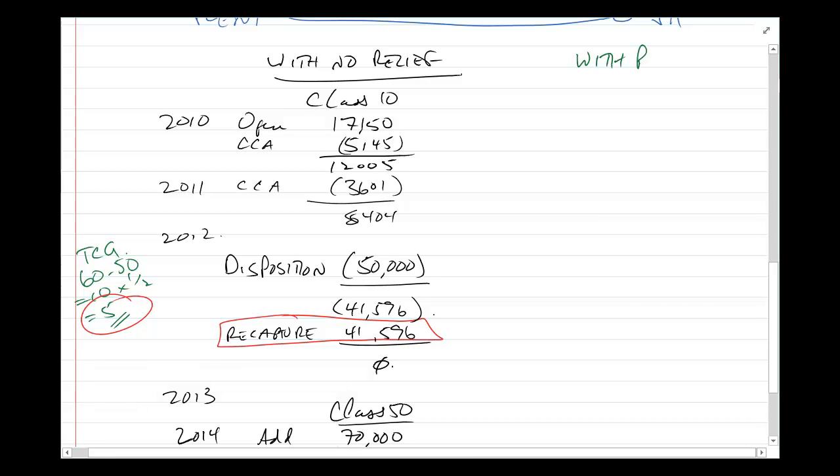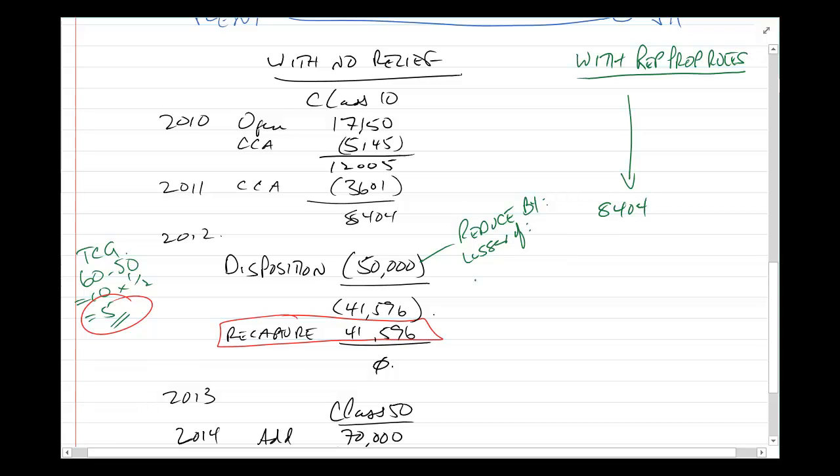So with the replacement property rules, here's how it goes. It goes the same, actually, all the way up to the 8404, so we won't bother doing that all again. Then the disposition comes along, and again, it was going to be the lower of cost and proceeds. And what the replacement property rules will let you do is reduce the proceeds. So this is a deeming situation by the lesser of two things: the recapture and the replacement cost. Okay, so the recapture is this 41 and change number, and the replacement cost is 70.